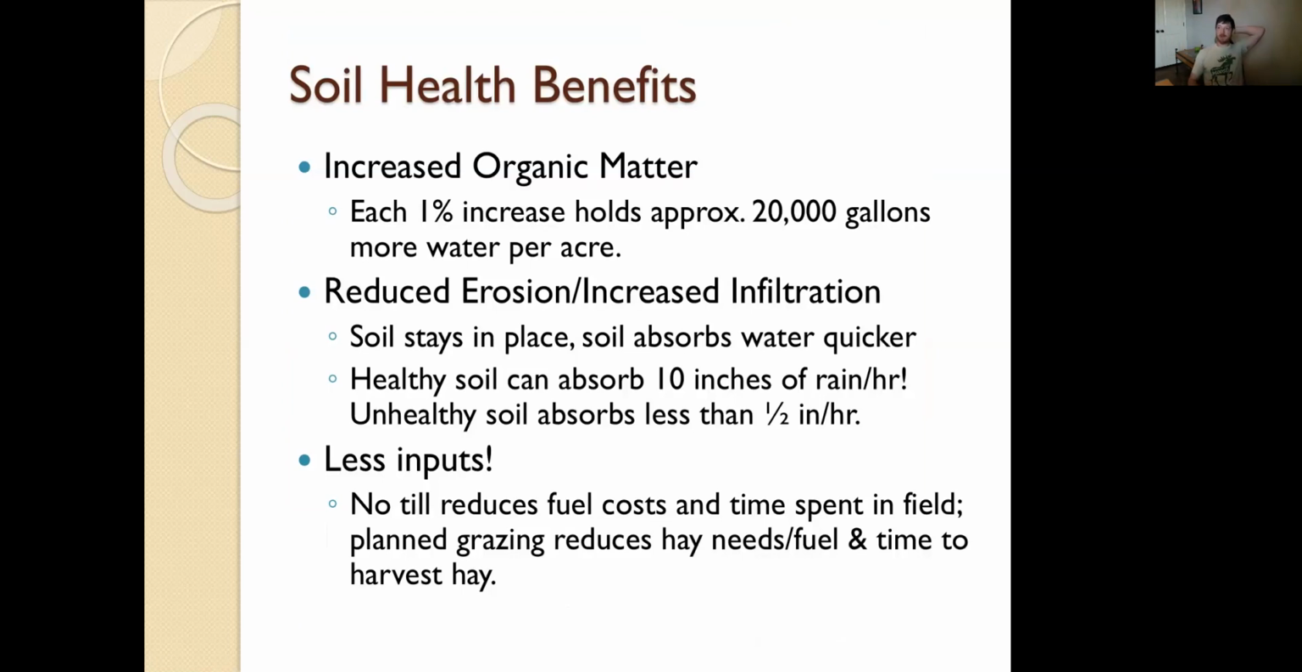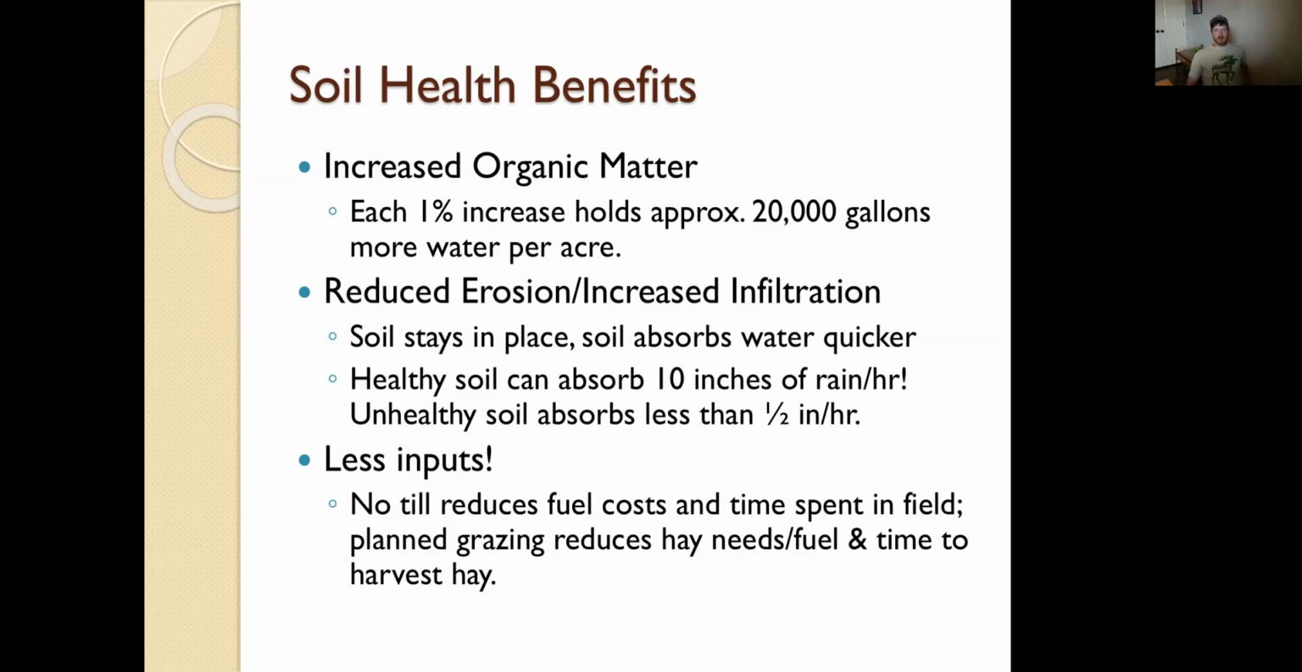So we're going to break it down a little bit more. Let's talk about the benefits of soil health. One of the big drivers of following soil health is we want to increase the organic matter of our soil. At the very first, we can say that 1% increase in organic matter can hold 20,000 gallons more water per acre. Now, organic matter is the carbon-based stuff, the dead and decayed plant matter that becomes part of that soil. So native prairie soils had anywhere from 3 to 5% organic matter.